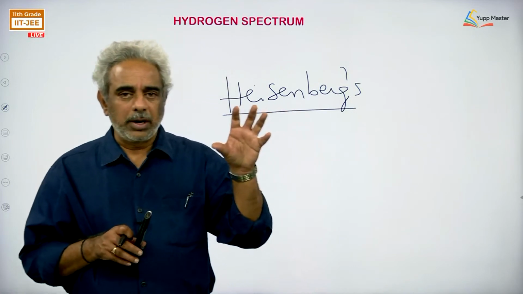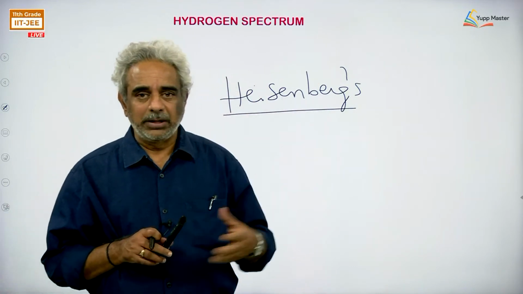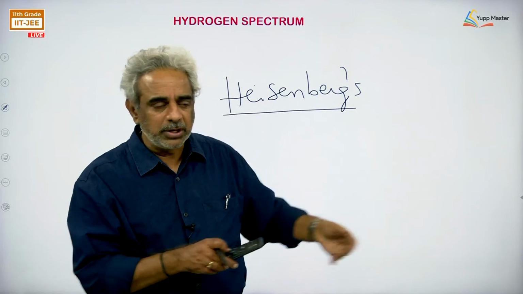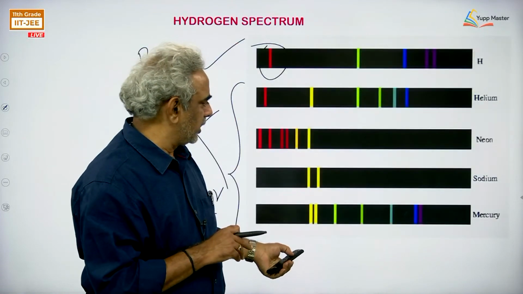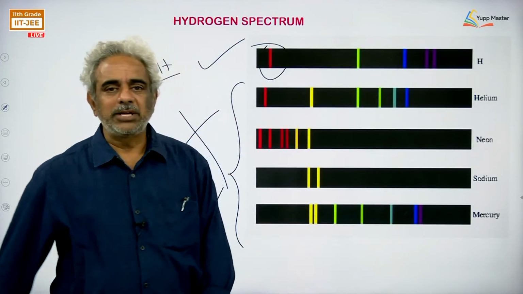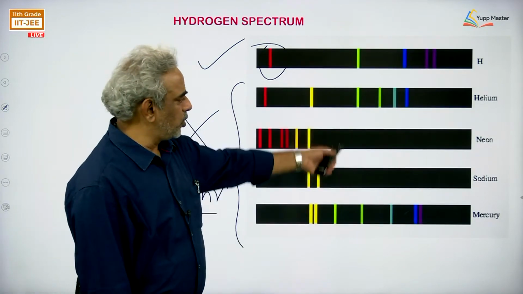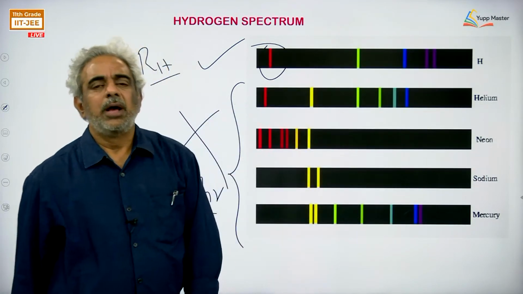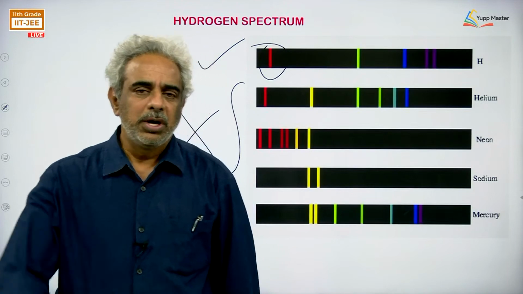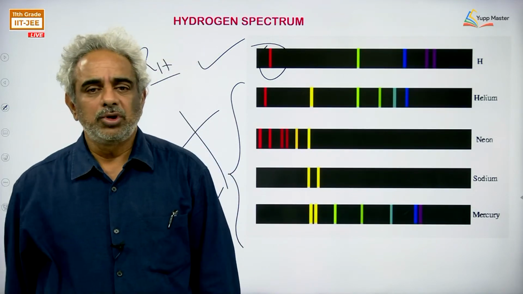Bohr's model cannot explain multi-electron spectra. That sodium spectrum, mercury spectrum you have seen, no? You can't explain those spectra. These spectra cannot be explained by Bohr's model. Only hydrogen, or helium plus, lithium plus. Single-electron spectra, Bohr's model can explain.